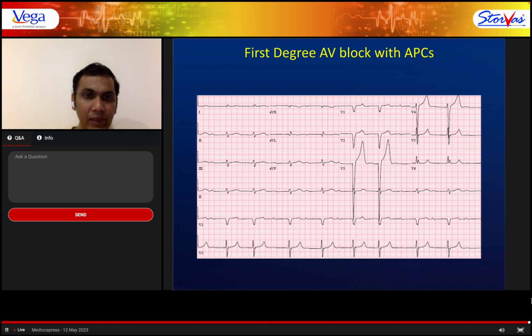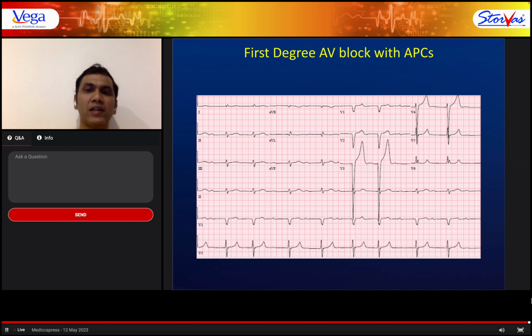If you look across lead V1, this P wave is conducted to the ventricle with a PR interval that is prolonged. This P wave conducted to the ventricle with a prolonged PR. But look at this T wave compared to this T wave. You can see that there is a probable APC here that is also conducted with a prolonged PR. But the irregularity is because of these APCs rather than because of any other pathology. So again, this is first degree AV block with APCs.